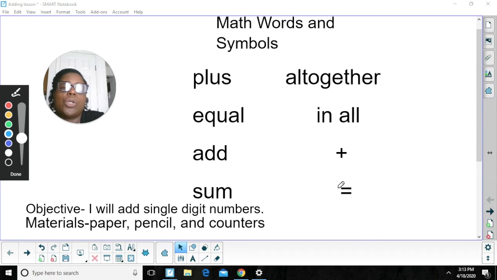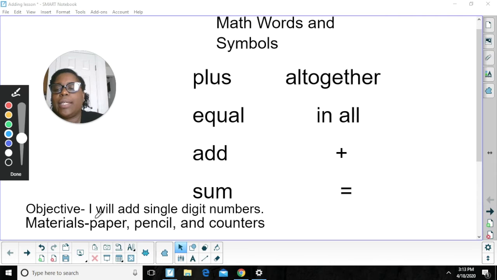So now, what we're going to do is we're going to go over some math words that we're going to come across today. I want you to say plus. Repeat that word. Equal. Repeat that word. Add. Repeat that word. Sum. Repeat that word. All together. Repeat that word. In all. Repeat those words. Very good.